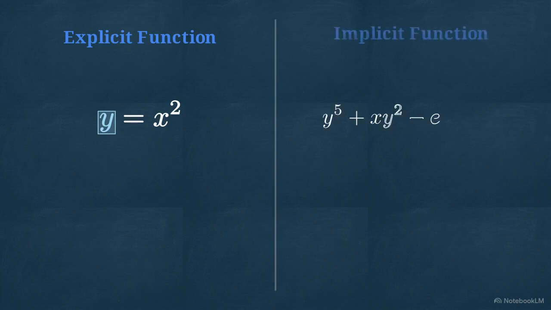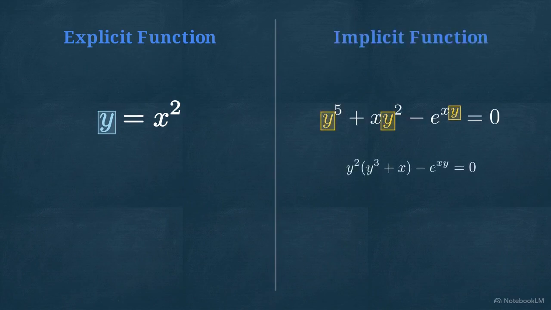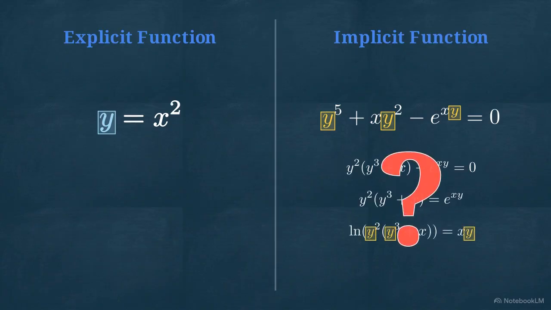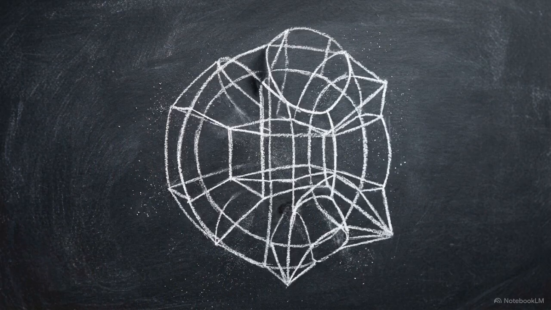Compare that to an implicit function. This equation mixes x and y together. If you try solving for y using standard algebra, you'll immediately hit a wall. You can't factor or divide it away. The variables are tangled. When basic algebra hits a wall, we turn to advanced analysis.